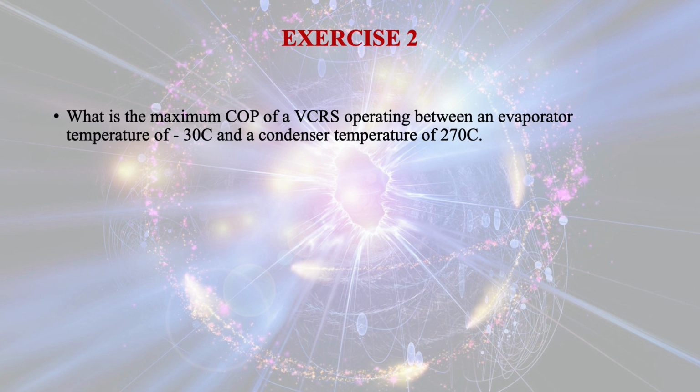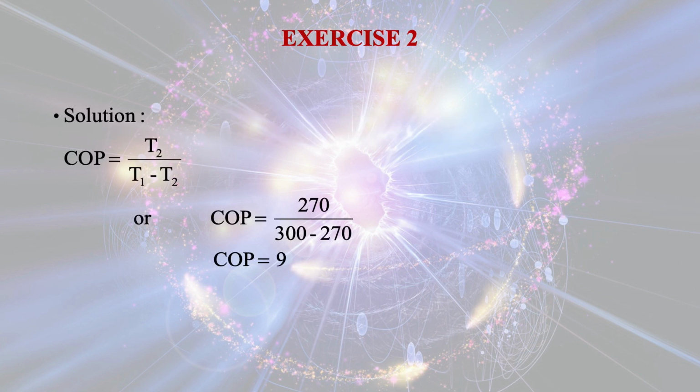What is the maximum COP of a VCRS operating between an evaporator temperature of -3 degrees centigrade and a condenser temperature of 27 degrees centigrade? Now we know very well that COP is equal to T2 divided by T1 minus T2, where T2 is the sink temperature and T1 is the source temperature. So both the temperatures are given. So COP is equal to 270 divided by 300 minus 270, that comes out to be 9. So COP for this numerical is 9.